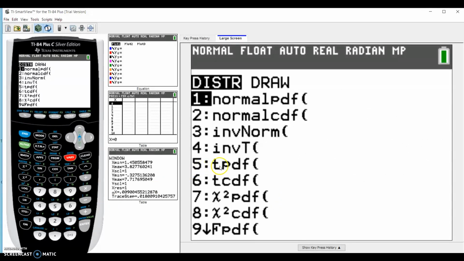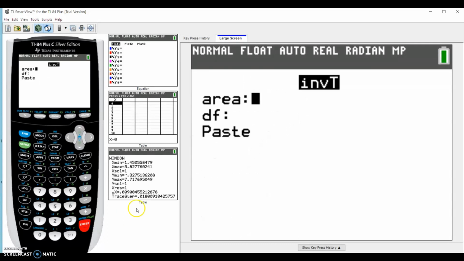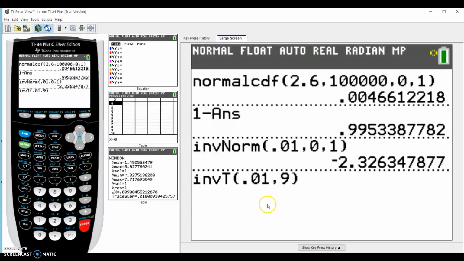Now we can look at the t-distributions. Inverse t works the same way inverse norm did. It's going to give us a t value corresponding to a particular area. Once again, you can use this to find critical values for t distributions. So maybe we'll do 0.01 again for a 98% confidence interval. I don't know. We'll make up a degrees of freedom as 9, and we paste and press enter.